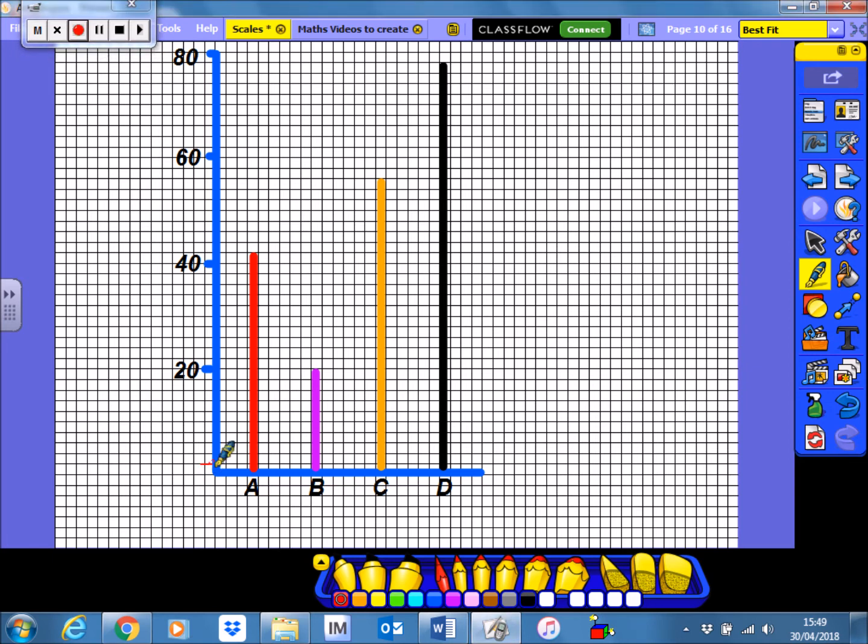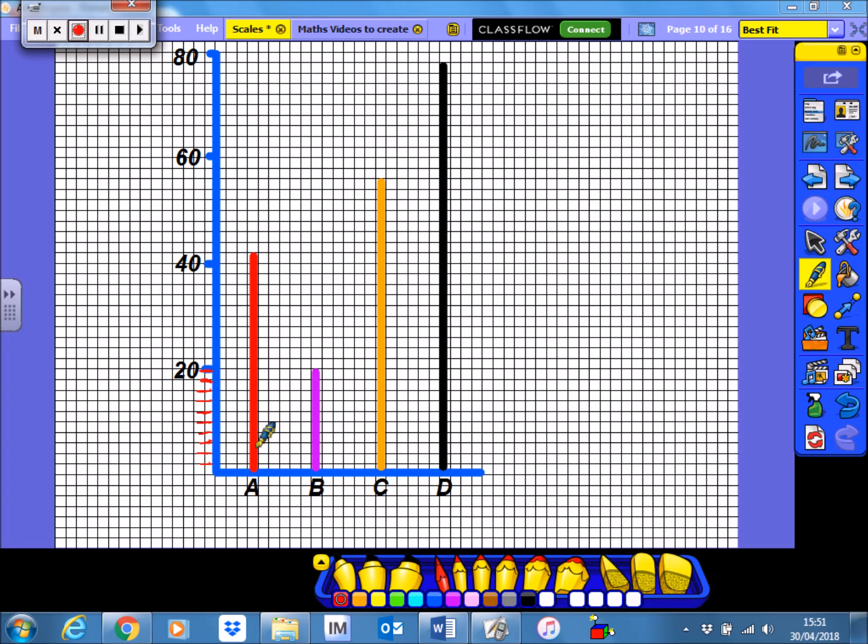So we've got 2, 4, 6, 8, 10, 12, 14, 16, 18, and then 20. So yes, that does work out. Going up in 2s will get us up to the correct number. So let's work on actually interpreting this graph then.